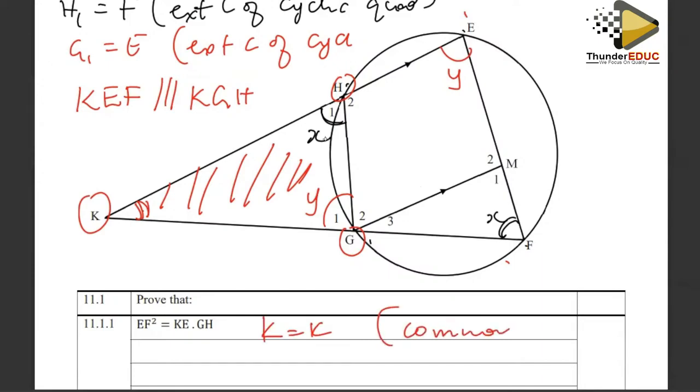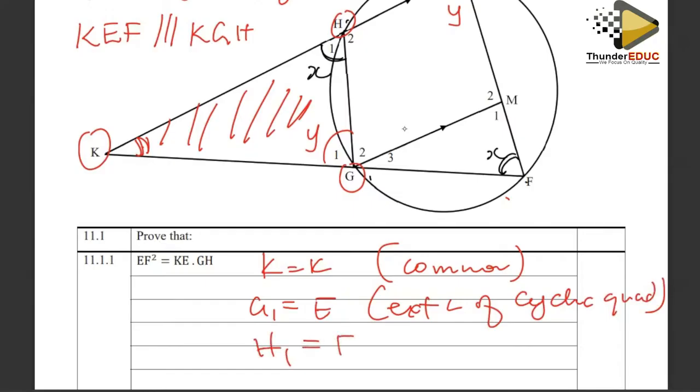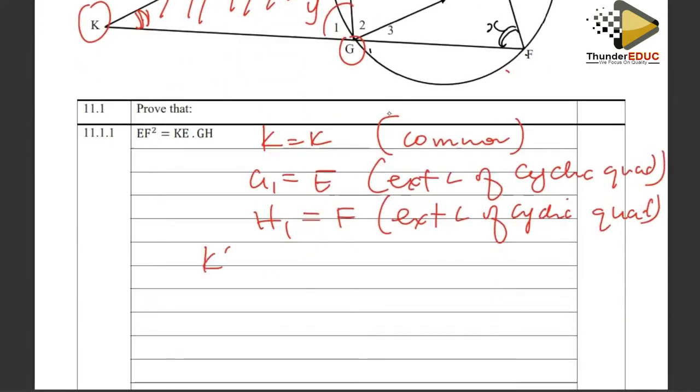Reason, it's common to both triangles. And then we're saying that G1 is the same as E. We saw that, say the exterior angle of a cyclic quad. And then lastly, we're saying that H1 is the same as F, same story, exterior angle of a cyclic quad. Okay, so we're saying that KGH is similar to KEF.